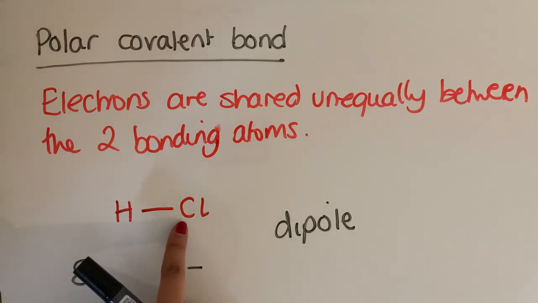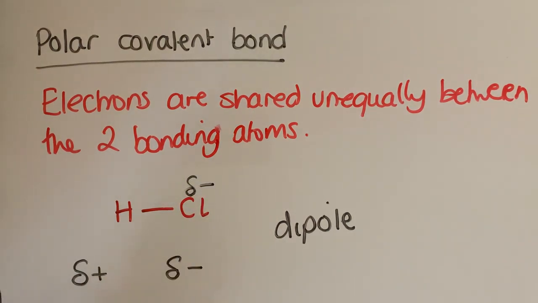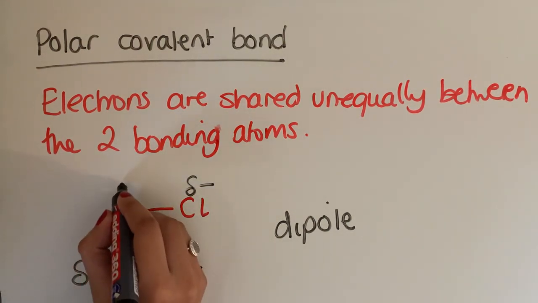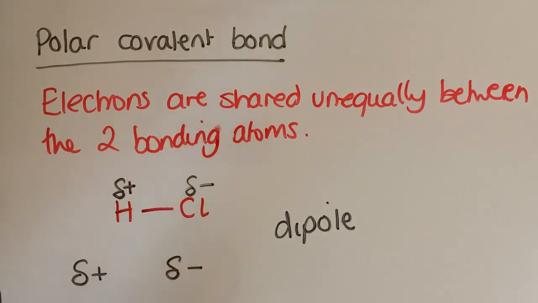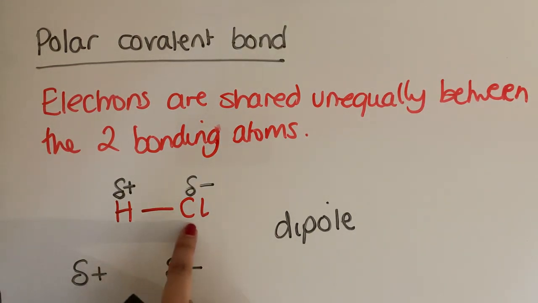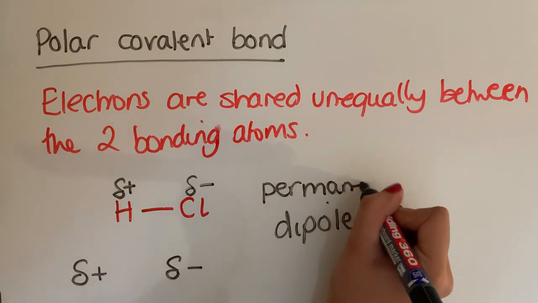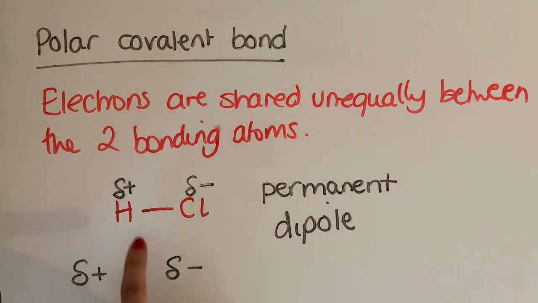Given that the electrons are lying closer towards the chlorine, this chlorine has a slightly negative charge, and this hydrogen over here, because the electrons are far from it, we say has a slightly positive charge. And by drawing those symbols in with those atoms, we have shown that there is a dipole across this bond here. And because there is a dipole, we call this a polar bond. Because this dipole always exists, because the electrons will always lie closer towards the chlorine, we say that it has a permanent dipole.